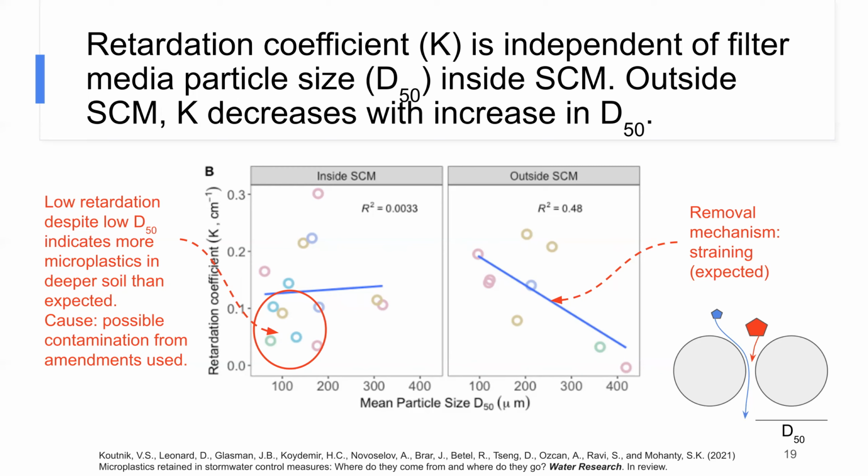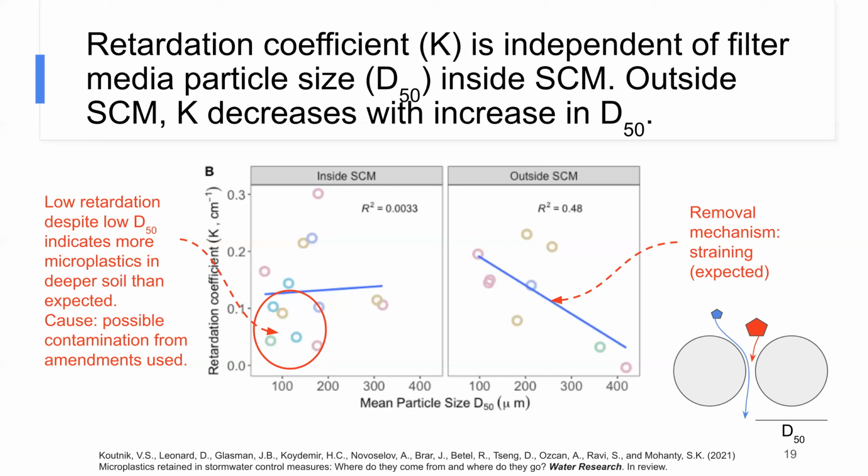But we should expect the same thing also in stormwater treatment system, but we didn't see that trend. All it means is that even at a very small particle size, there are some plastic particles moving downward faster in the stormwater treatment system. The reason, first, is that stormwater treatment systems use mostly sand, which has higher hydraulic conductivity, so that may allow some particles to move faster downward.